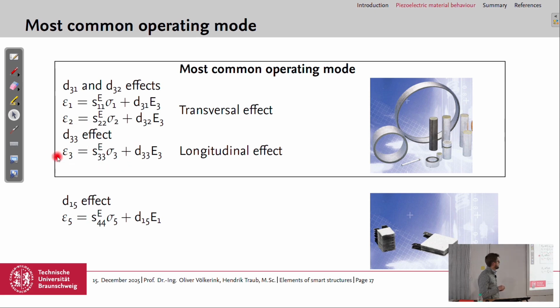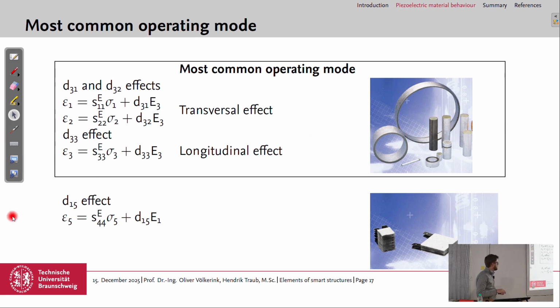And then we could, of course, use the longitudinal effect, which gives us the highest deformation or the highest strain, and this would be strain in three direction, and this equals compliance in three direction times stress in three direction plus D33 times E3. So if we speak later on about actuators, then we use the terms D31 and D33 effect most of the time. And here are some examples of actuators shown in different shapes.